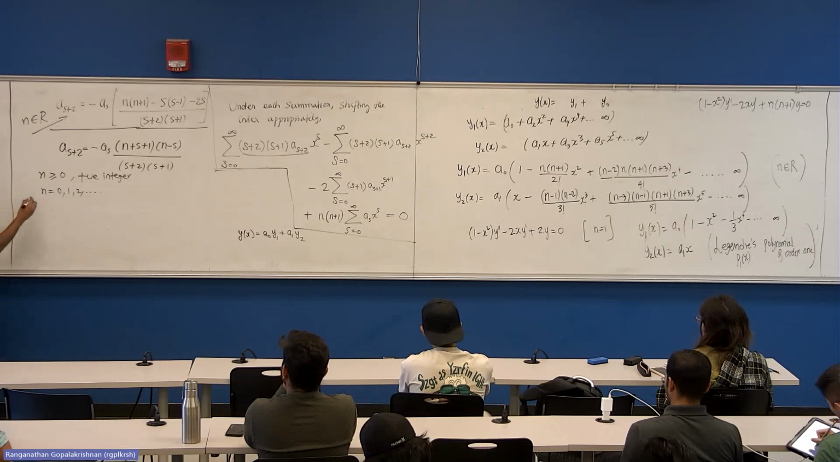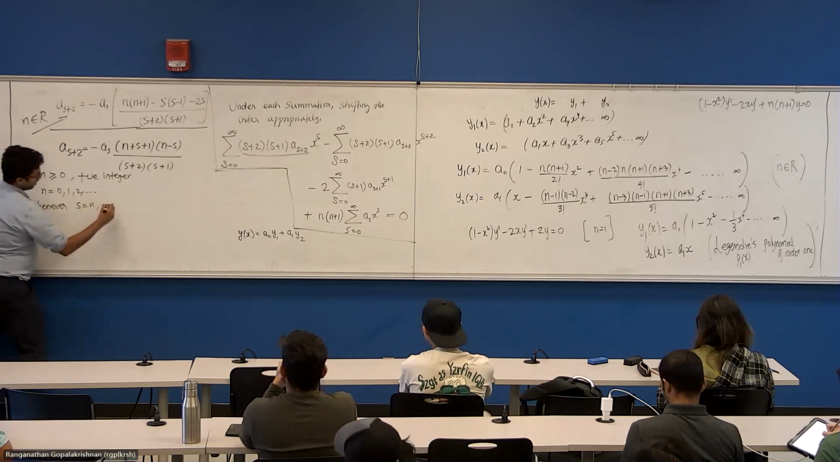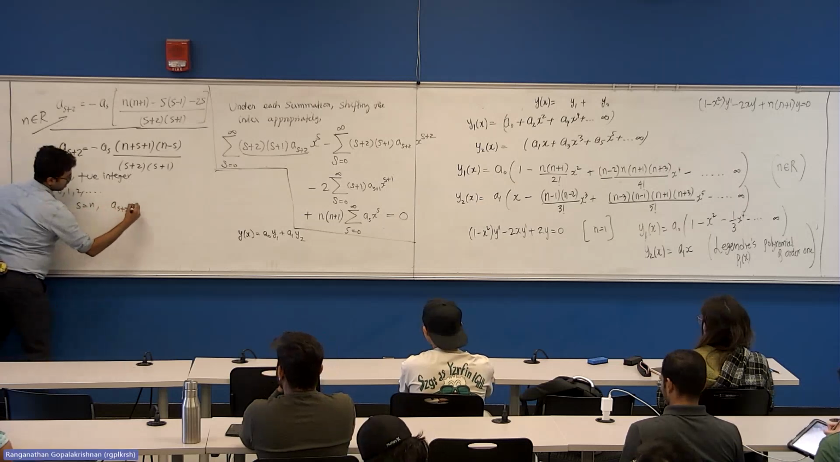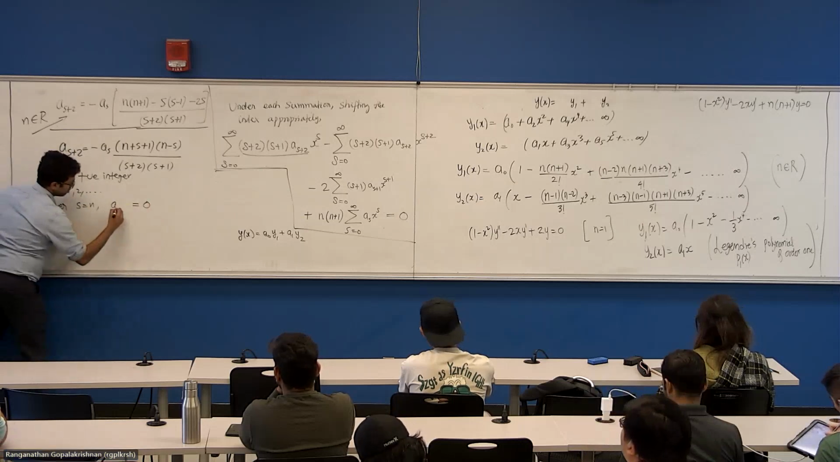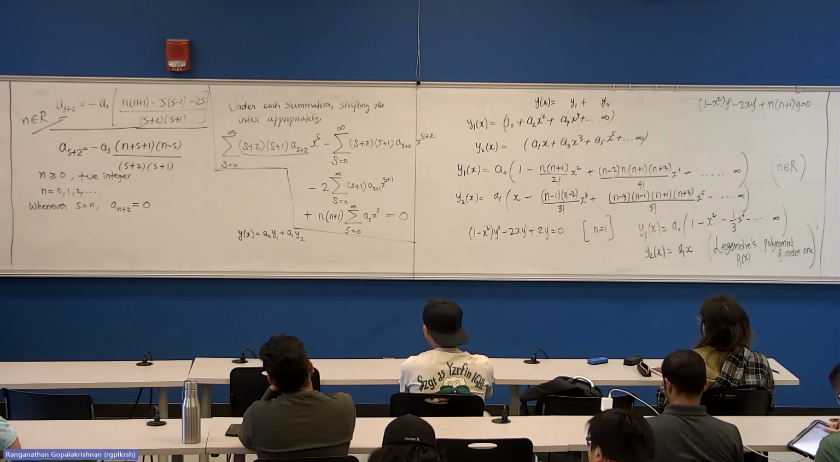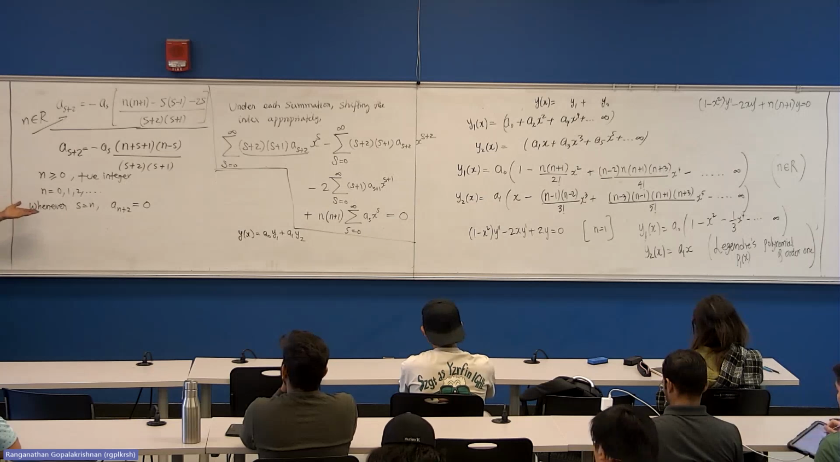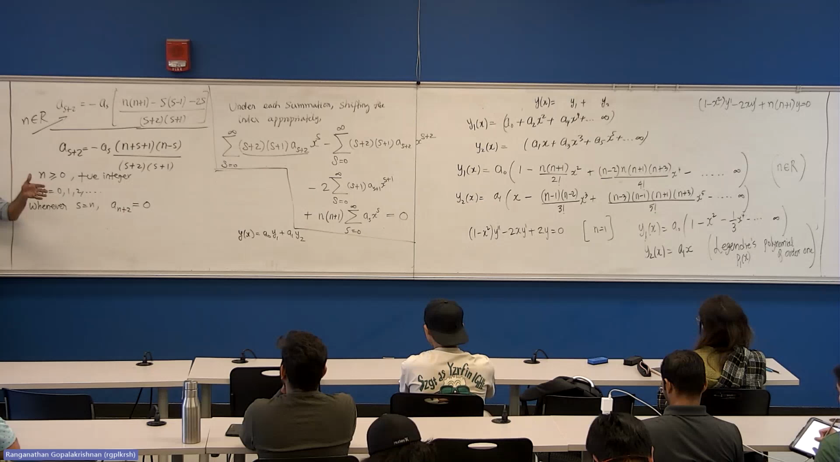So whenever s equals n, a s plus 2 becomes 0, or a n plus 2 becomes 0. That's obvious from this relation. And an integer can either be odd or even. Depending on that, either your even powers become finite or your odd powers become finite.